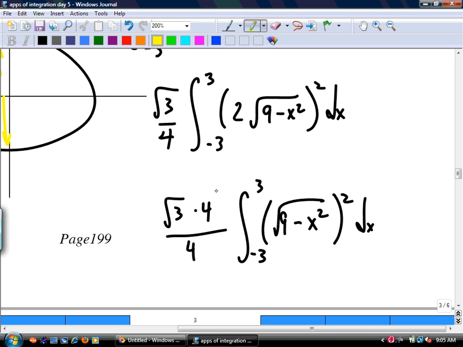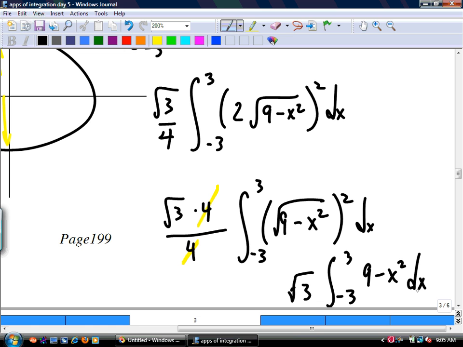Okay. Anyways, 4's cancel. So you're left with √3 integral, -3 to 3 of 9 minus x squared dx. And you can finish it off from there.